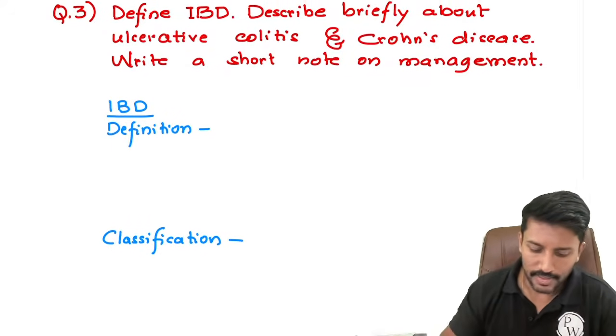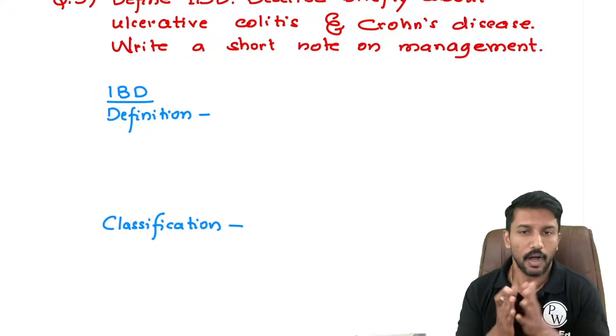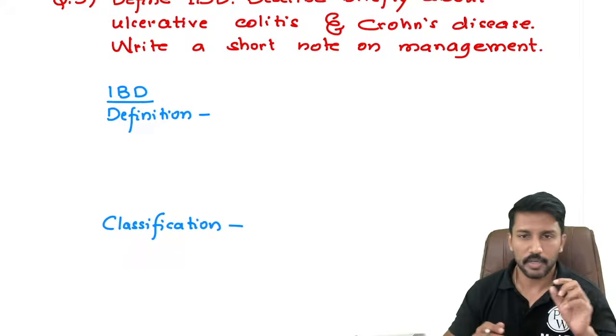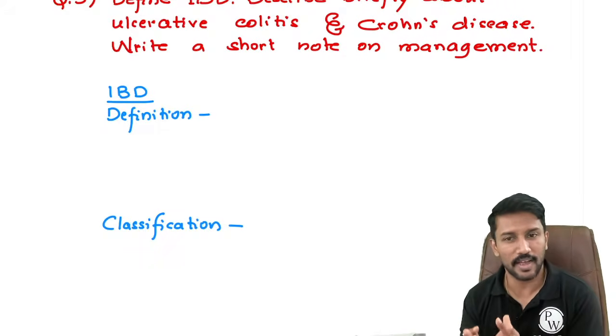Okay, so what is IBD? IBD का मतलब क्या है? Inflammatory bowel disease. How is it different from irritable bowel syndrome? Irritable bowel syndrome was a functional disorder. This is an organic disorder. Problems है यहाँ पे, right?